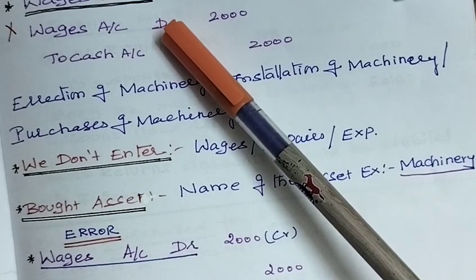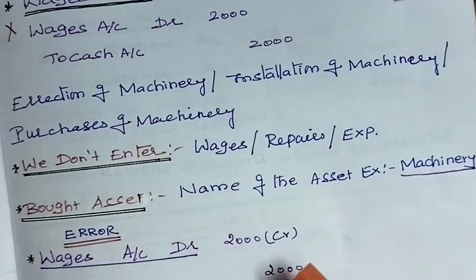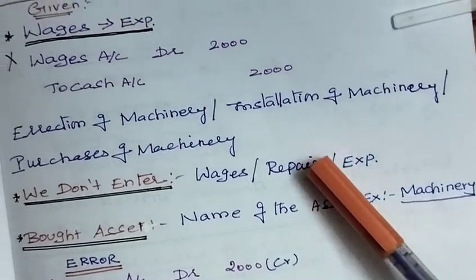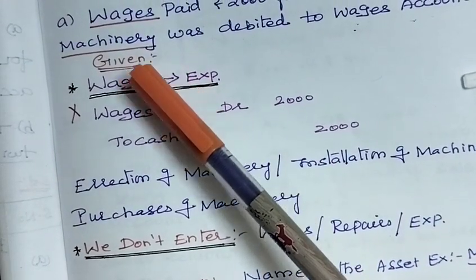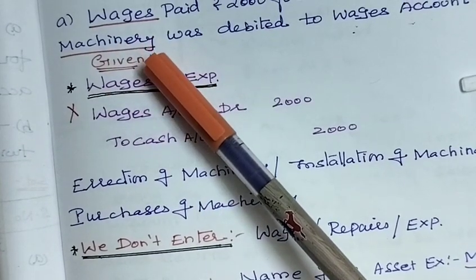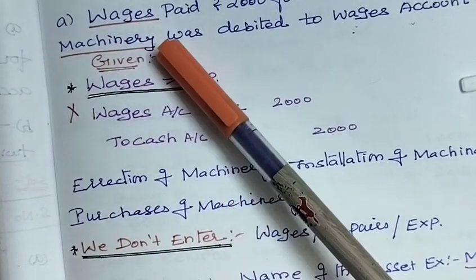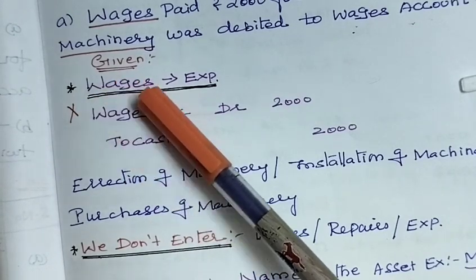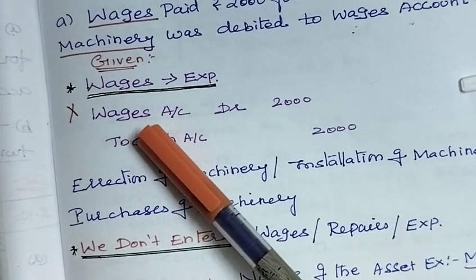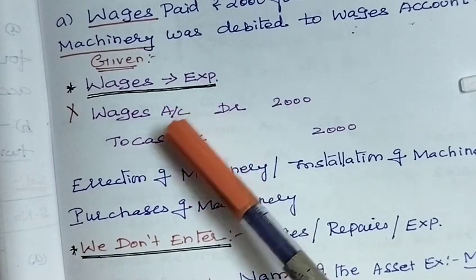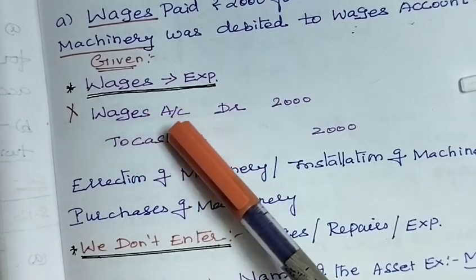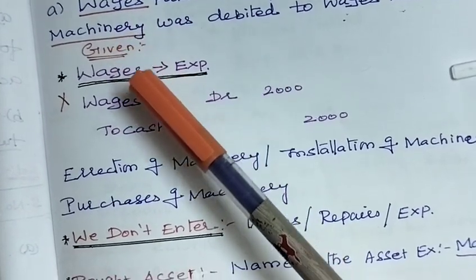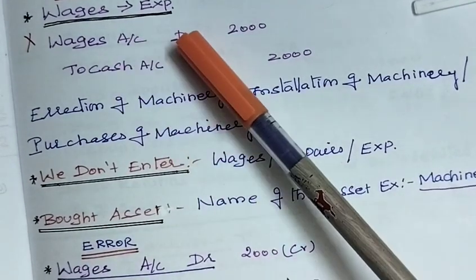What you have to enter is the name of the asset. What is the name of the asset given here? Machinery is an asset. So you have to enter the name of the asset instead of wages. Wages account debit is the error. So what do you have to rectify? How do you rectify this error? You have to write machinery account debit instead of wages.